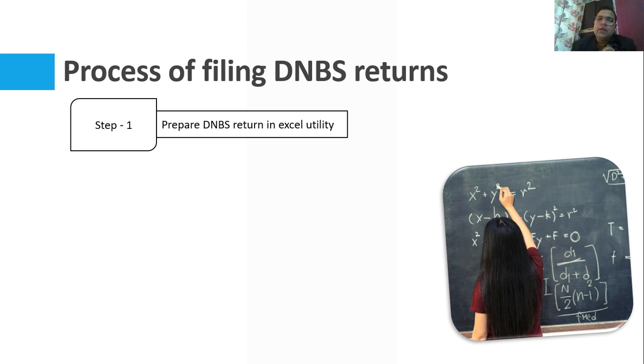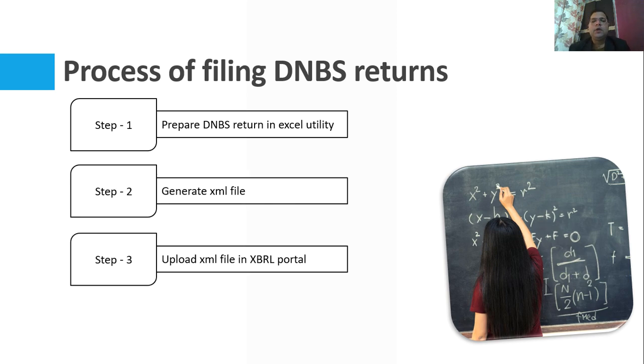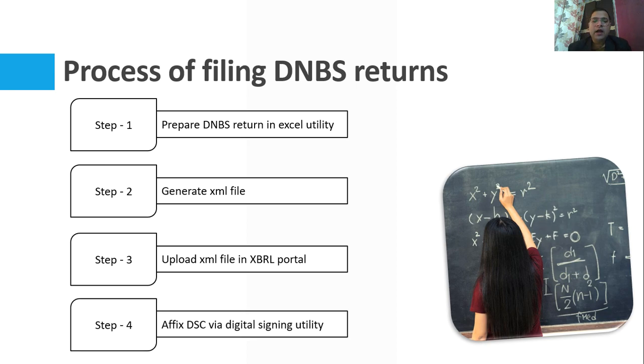First, prepare a DNBS return in the Excel utility. You download the RBI XBRL file, open it, fill in the basic details, and the Excel utility opens. Fill in the details from your balance sheet, and other data apart from the balance sheet, and then prepare the return. Then generate the XML file. Then upload the XML file on the XBRL portal of RBI. Then affix the DSC via the digital signing utility. With these 4 steps you complete any return.